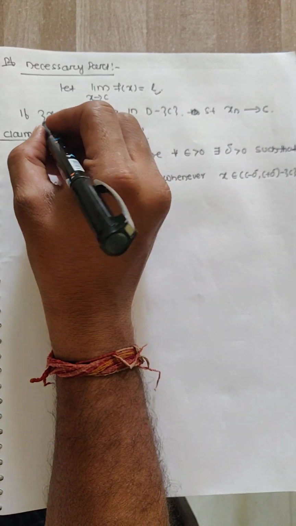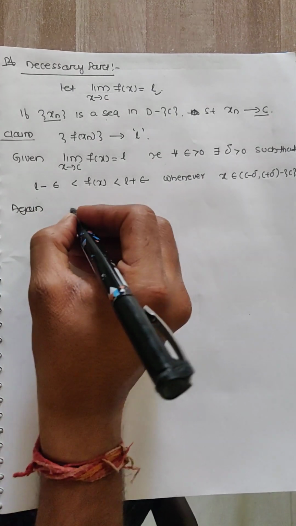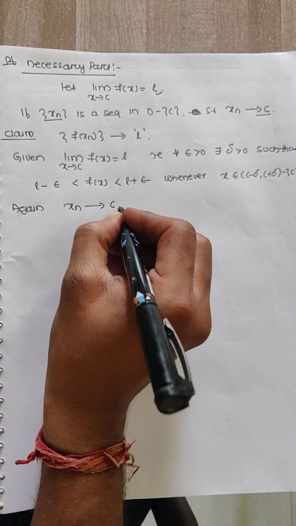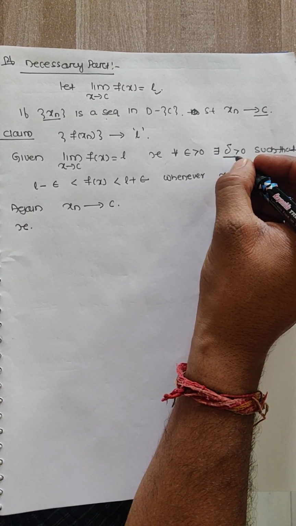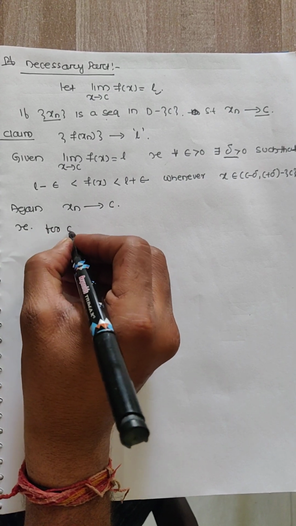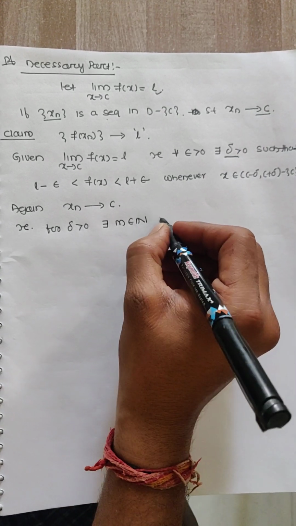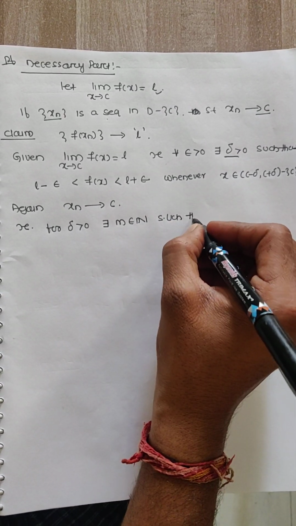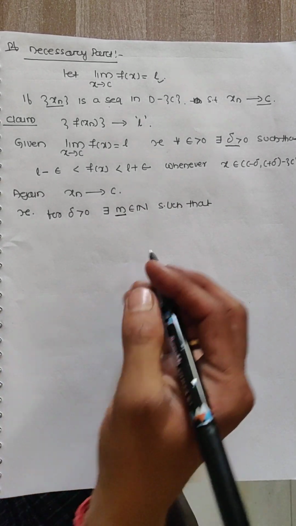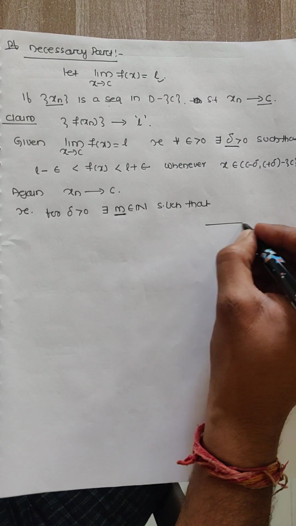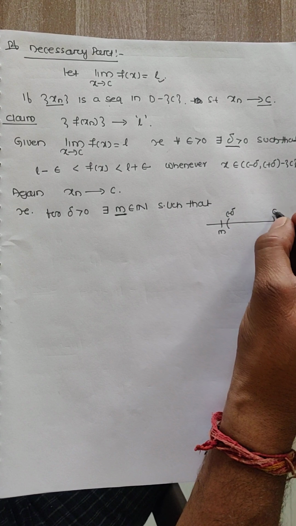Now again we have that xn converges to c. That means for this delta positive there exists a natural number m belonging to N such that after the mth term, all the terms lie in the delta neighborhood of c.